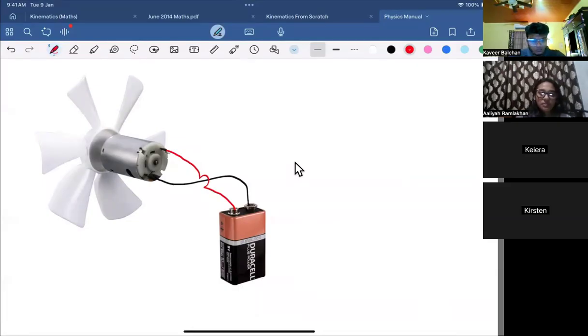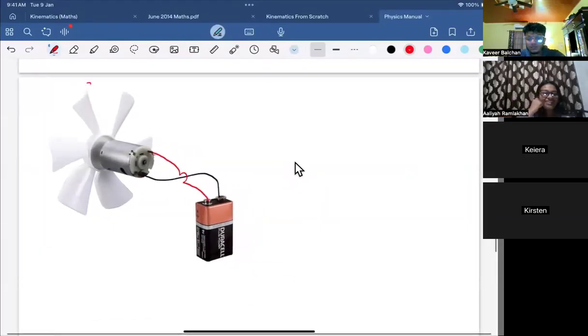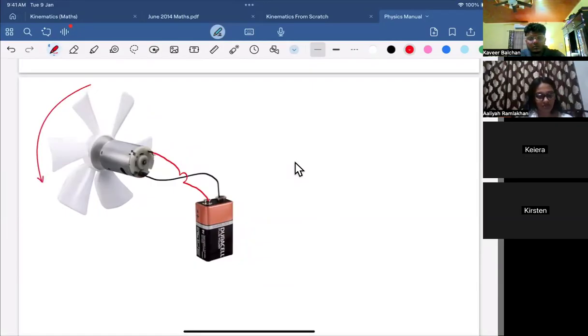The fan will start spinning. Yeah, it's going to start to spin. Let me just assume that it's going to start spinning in this direction. We're making an assumption here. We don't know what it looks like inside, so we can't really determine the direction. Okay, so what direction is this? Anti-clockwise, clockwise. This is anti-clockwise.